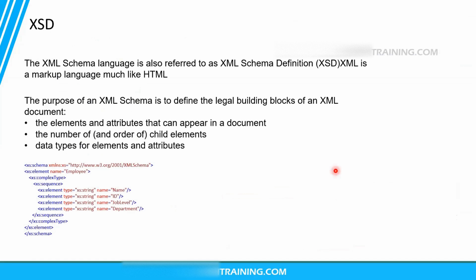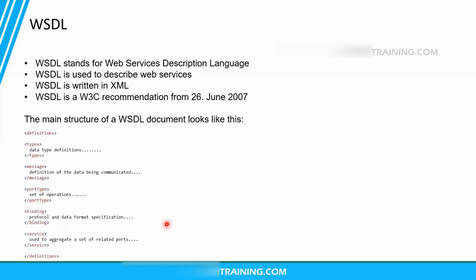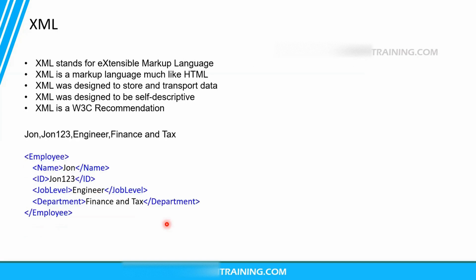So that is XSD: data types for elements and attributes. These are majorly the data types we define, and how the sequence should be followed. Sequence means under that node, which elements are allowed and what data types they belong to. Those are all the set of rules we define in an XSD. Okay. So any questions, guys?